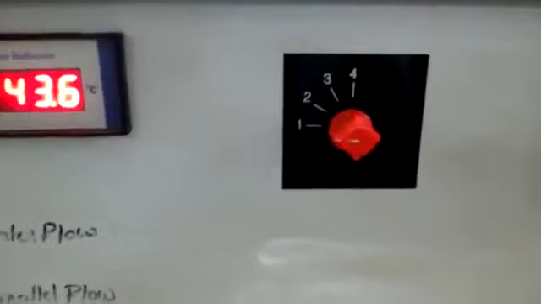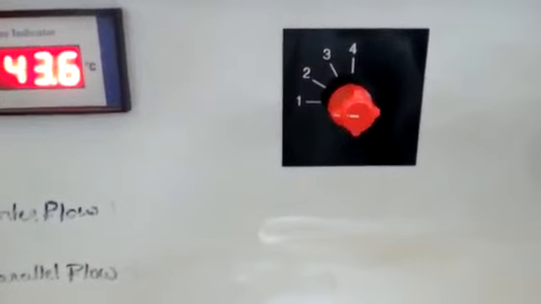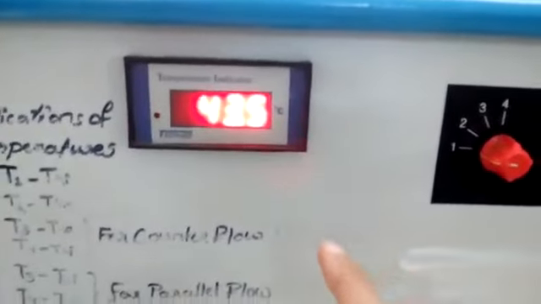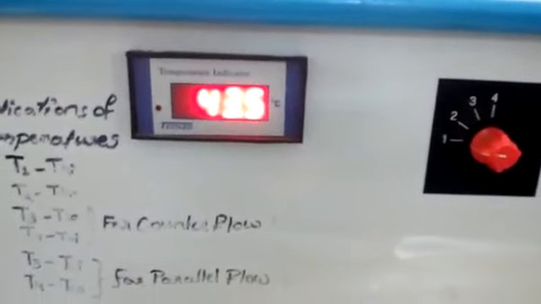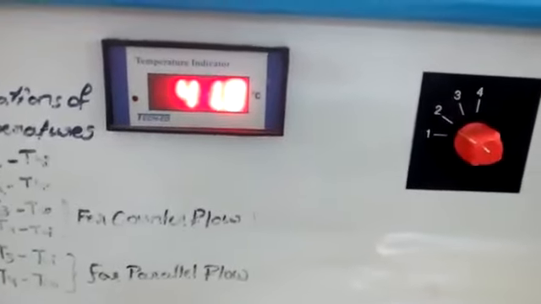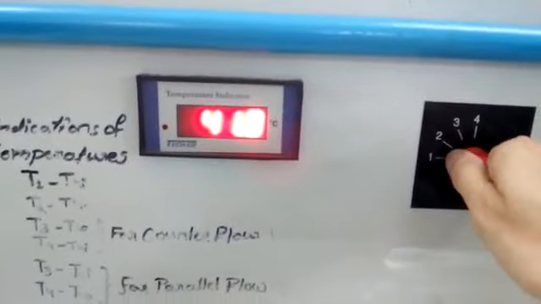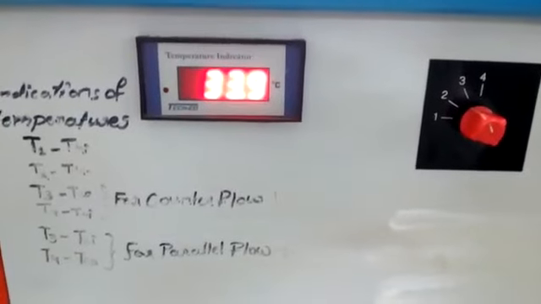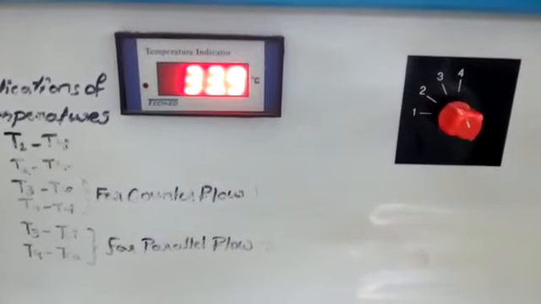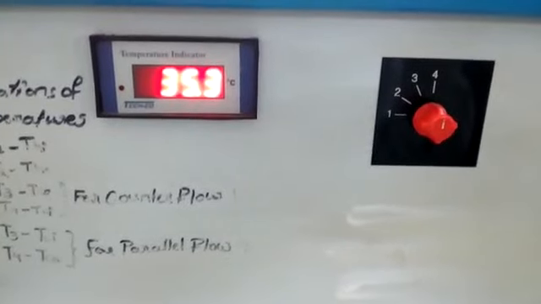by using this temperature knob, we are able to know the inlet and outlet temperatures of hot fluid as well as cold fluid. According to this experimental setup, now hot water inlet temperature is showing 43.5 degrees Celsius, and hot water outlet temperature 41.8 degrees Celsius. Similarly, if I go to T3, that is the inlet temperature of cold water, it is 33.9 in case of parallel flow, and T4 is 35.3 degrees Celsius.